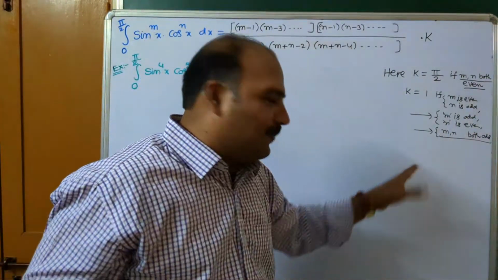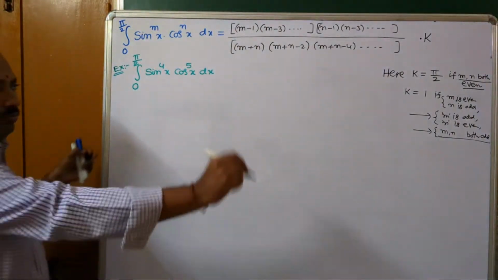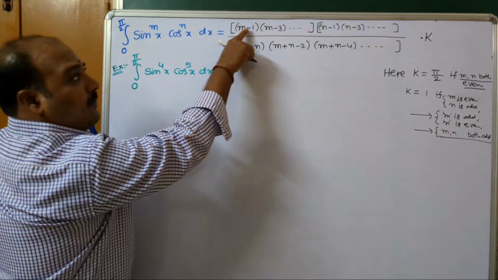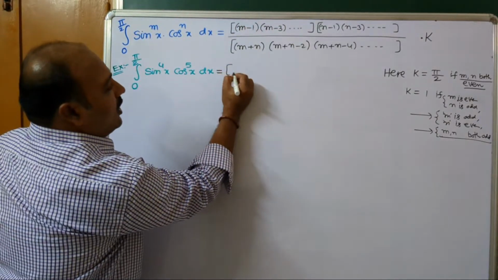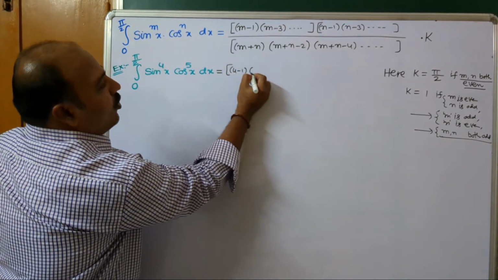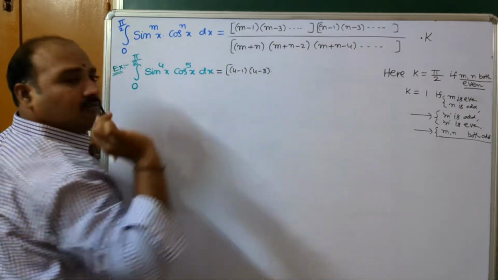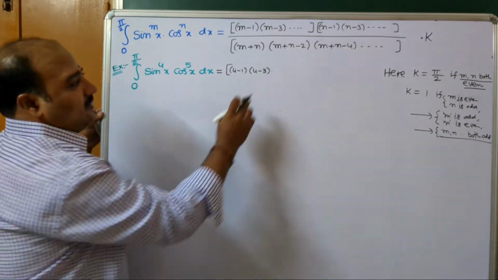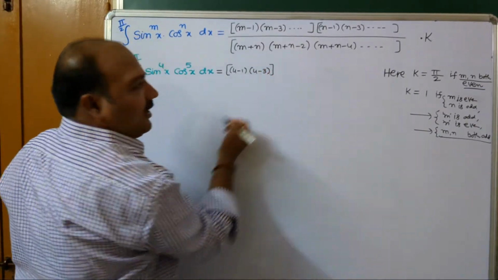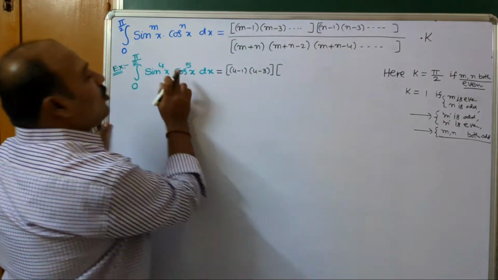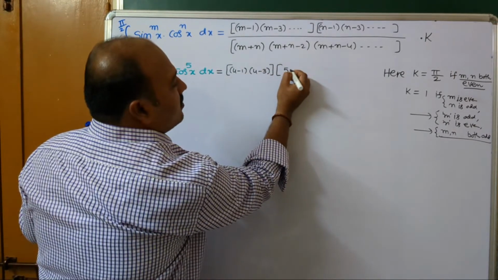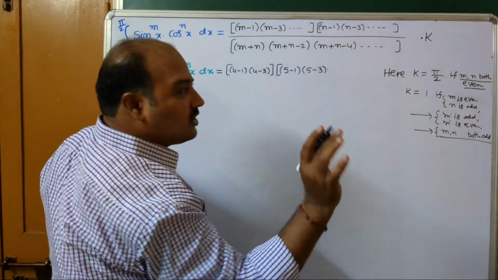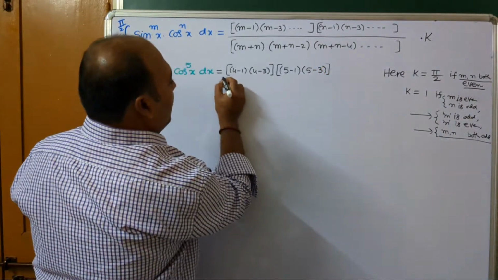This case will come. Now I am applying this formula, dear students. Observe carefully. M minus 1, 4 minus 1, 4 minus 3. We can stop it there. Why? Because 4 minus 5 we cannot write. Negative numbers we cannot write. I already said that. Close this bracket. Now 5 minus 1, 5 minus 3; 5 minus 5 also we cannot write. Stop it there.